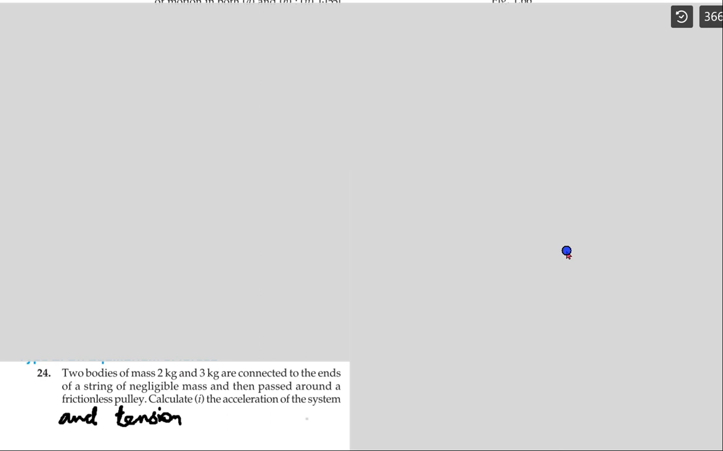You can copy this question and we'll find the acceleration of the system. And number two, the tension of the system. Let me draw this block diagram, the free body diagram. Two bodies of masses are connected to the ends of a string of negligible mass and then passed around a frictionless pulley.